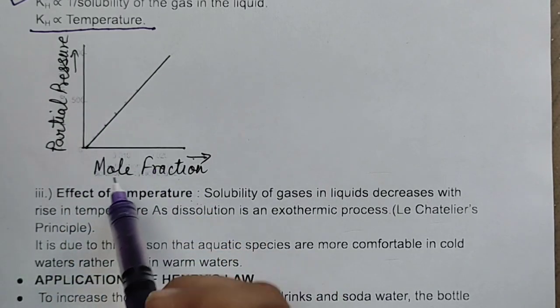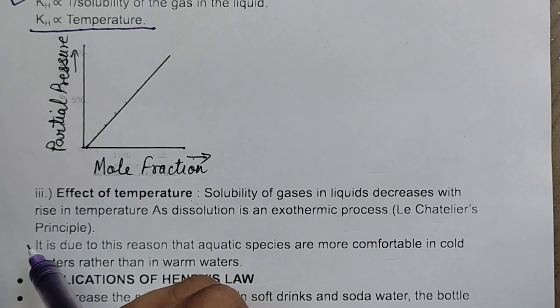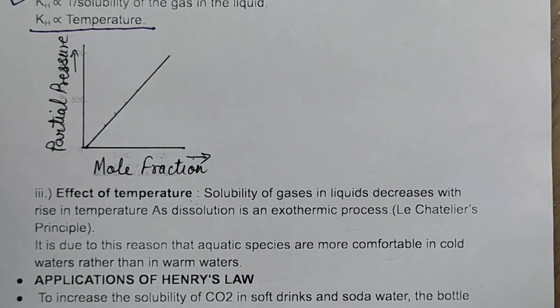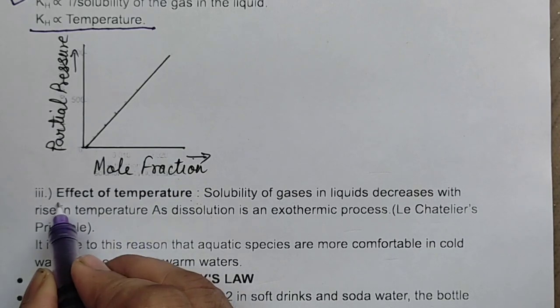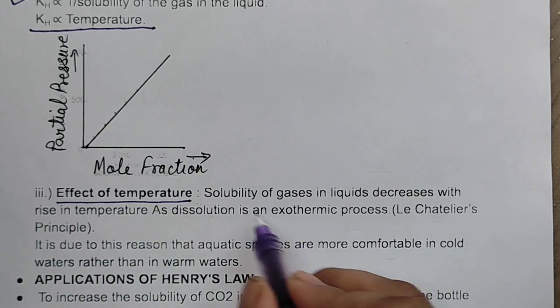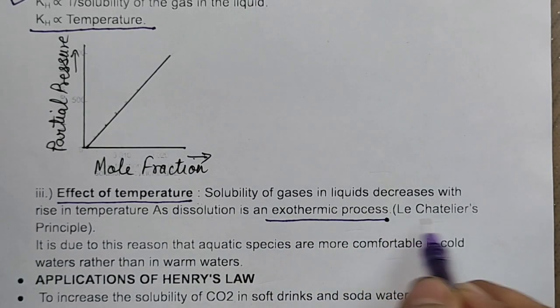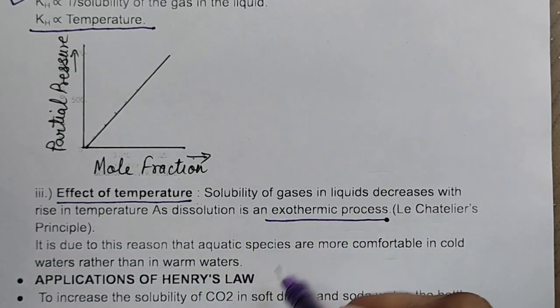The graph is there. It's for Henry's law only. Between mole fraction and the partial pressure, it is directly related. Right? So next you have the temperature effect: how temperature affects the solubility of gas in liquid. Mind this, children, solubility of gas in liquid is an exothermic process. So exothermic process means more gas will be soluble at lower temperature.